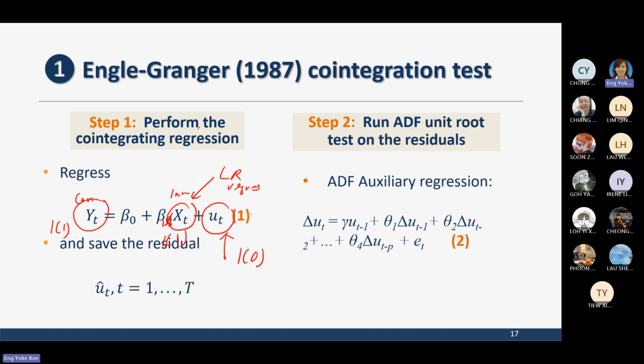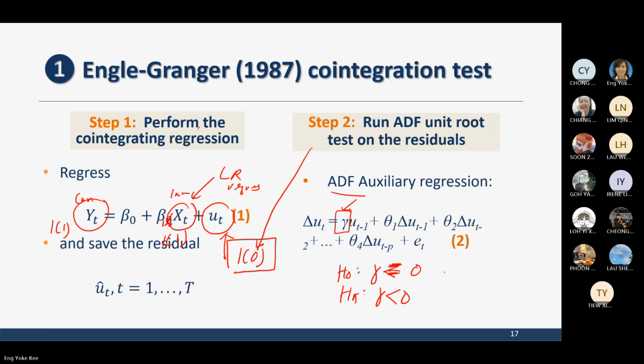Second one is to study the behaviors of your residual term. Okay, save the residual and then perform the augmented Dickey-Fuller test on the error term. So you are paying attention to the gamma here. Okay, remember gamma, lesser than 0, more than 0. So this is unit root. This is stationary.